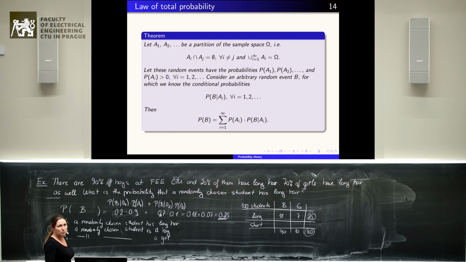Then, when we know the probabilities of the event B conditionally on each of these events A, we can calculate the probability of the event B itself, without any condition, as the sum of all conditional probabilities which are weighted by the probabilities of the events in the partition. So that's exactly what we got from this theorem.